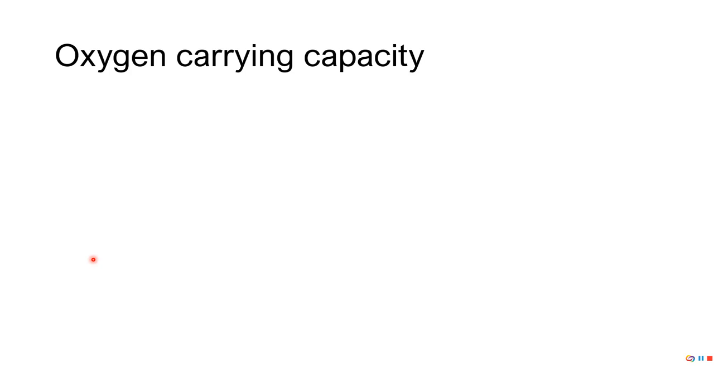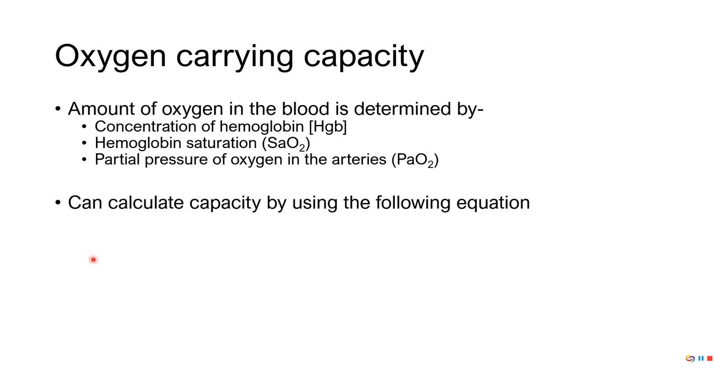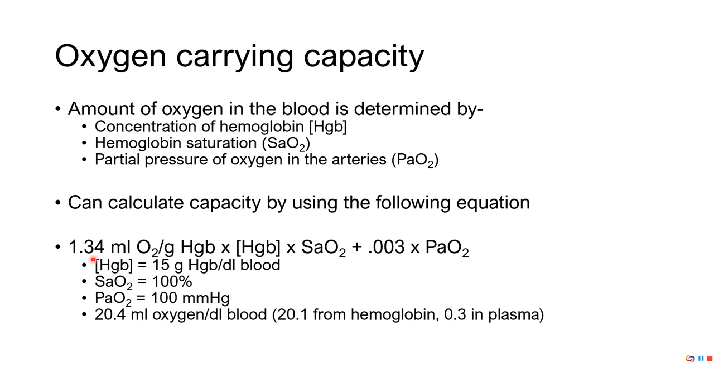Now, when it comes to our blood, there is a finite amount of oxygen it can carry. And this amount is determined by a few things. The hemoglobin concentration, remember that's generally higher in men than women due to the menstrual cycle, the saturation of hemoglobin, and the partial pressure of oxygen that's in the arteries. And so we can calculate the capacity by using the following equation. Okay, 1.34 milliliters of oxygen per gram of hemoglobin times the hemoglobin concentration times the saturation.